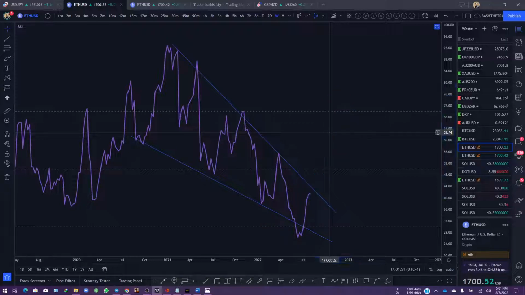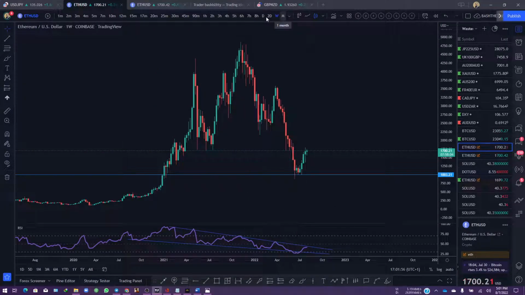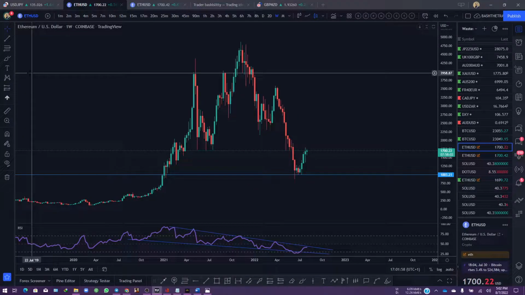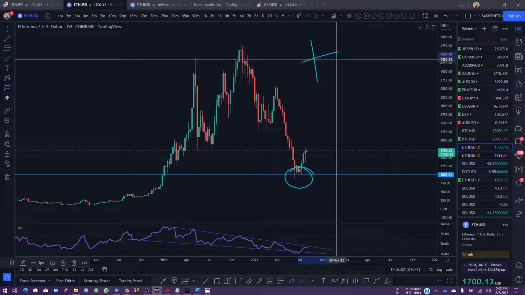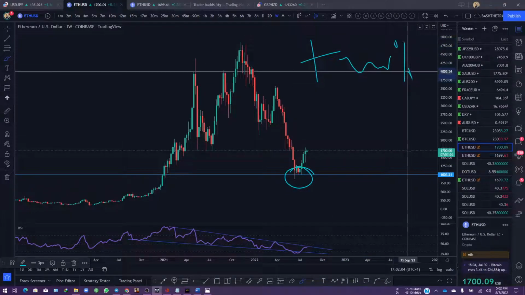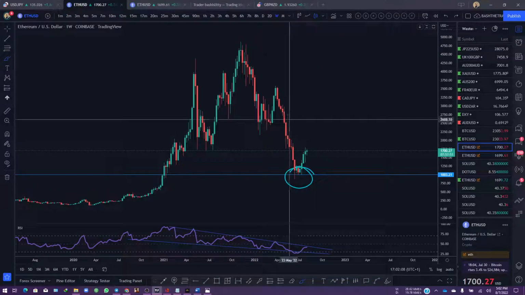Let me delete this. All right, let's go back to the price chart now. So as you guys can see, it's all the way up. If you had bought Ethereum at this price, man, your portfolio would have been growing right now. You would have made some profit on this trade, right?